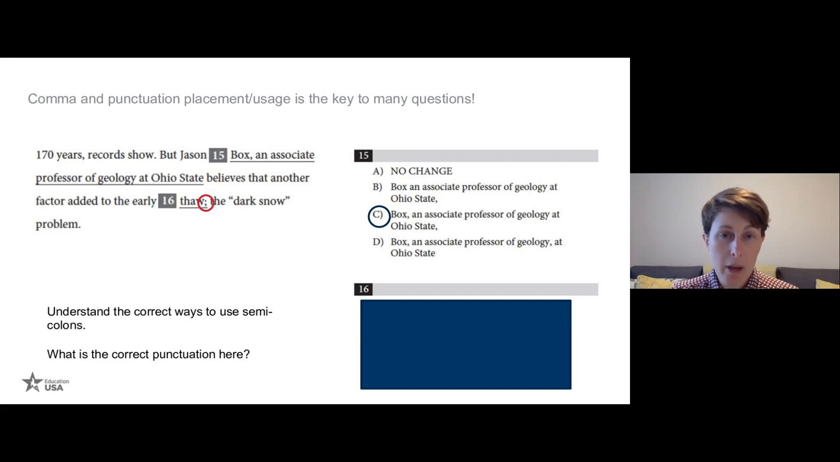You will find that semicolons get tested frequently because a lot of people don't know how to use them properly. So it's really important to understand how is a comma used? How is a semicolon used? How is that different? How is a colon used? How are dashes used? And just understanding the differences between those punctuations, because you will be tested on that quite a bit.